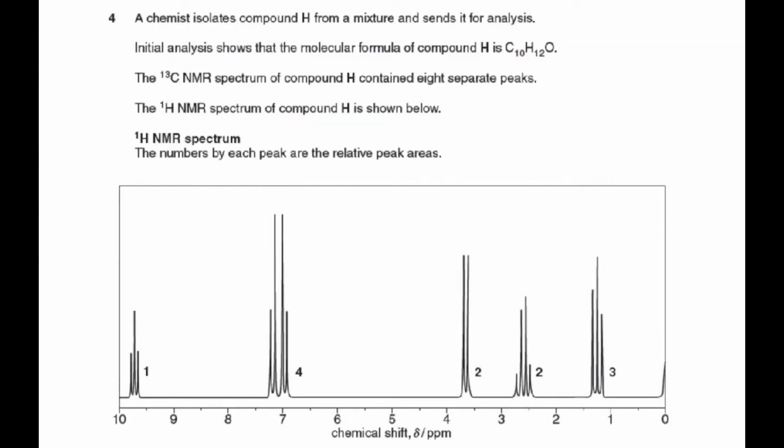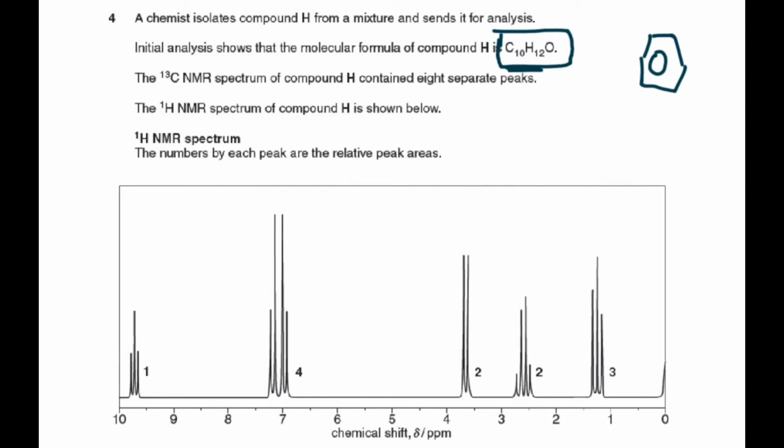So this question is the first one from the 2014 paper. A chemist isolates compound H. Initial analysis gives the molecular formula there. So straight away from that molecular formula there's 1 oxygen, so it's either an aldehyde, a ketone, or an alcohol. Also, please look at the hydrogen to carbon ratio. There aren't that many hydrogens. There are 10 carbons, but only 12 hydrogens. So that should make you think about something as well, a benzene ring.